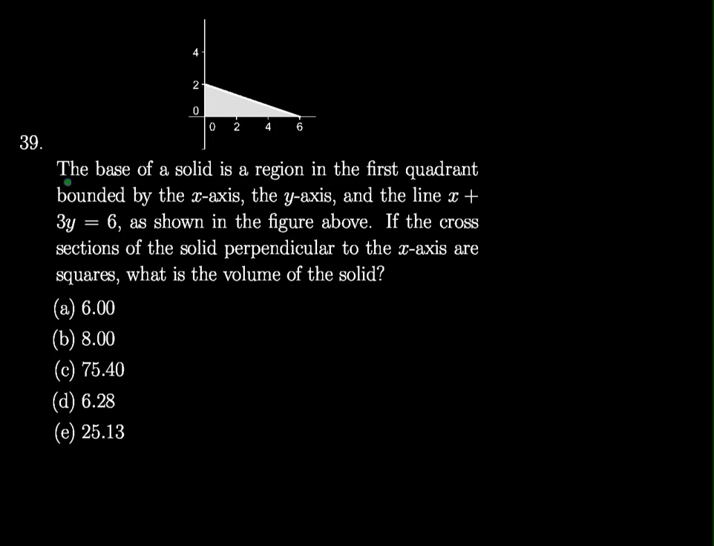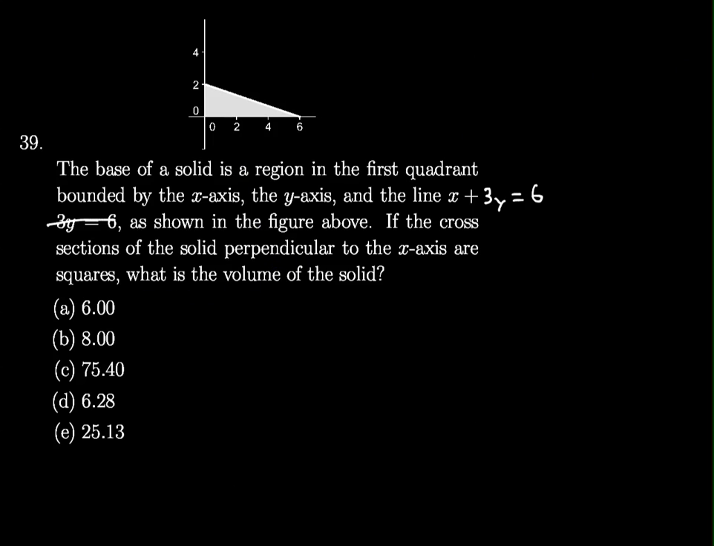39. The base of a solid is a region in the first quadrant bounded by the x-axis, the y-axis, and the line x plus 3y equals 6, as shown in the figure above. So we have this region bounded on three sides. You can see it's shaded in right there. If the cross-sections of the solid perpendicular to the x-axis are squares, what is the volume of this solid?